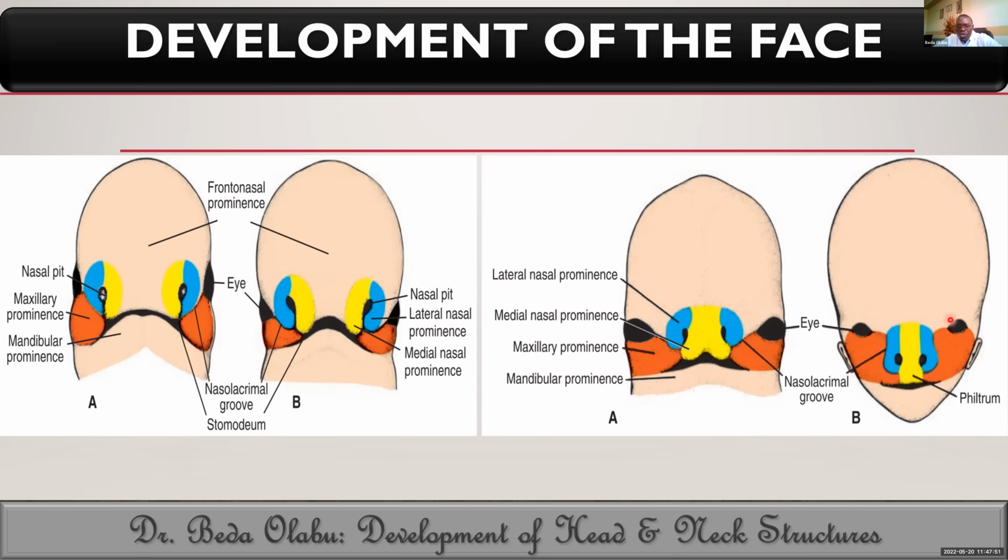We can also conclude on the derivatives of the lateral nasal prominence from this image. The lateral nasal prominence will form the ala of the nose and the lateral margin of the nose as well, as we can see in that particular image. How about the maxillary prominence? We can see it contributes to formation of the upper lip, the lateral aspects of the upper lip generally, as well as the lateral aspects of the upper jaw, which means the maxilla. And we are going to see in the coming slides that the maxilla also contributes to formation of the palate, something called the secondary palate as opposed to the primary palate.